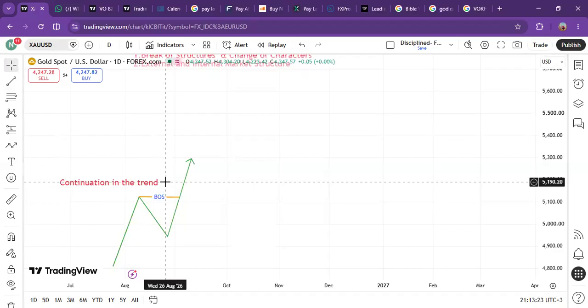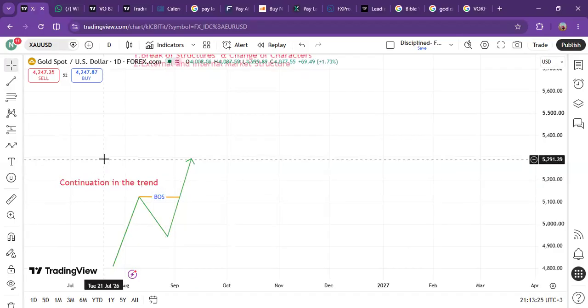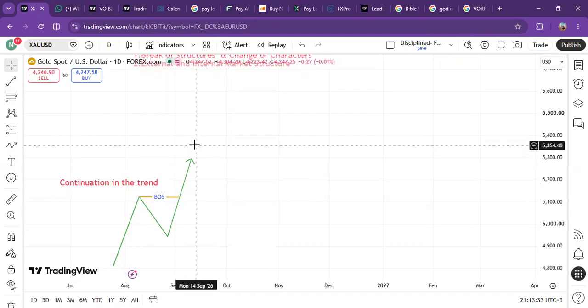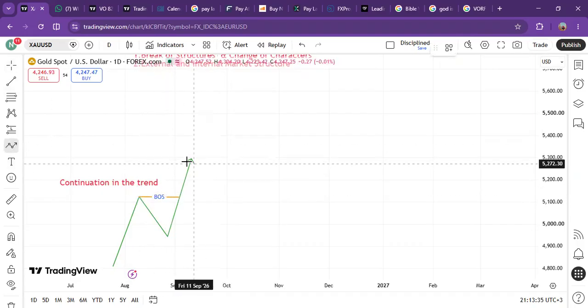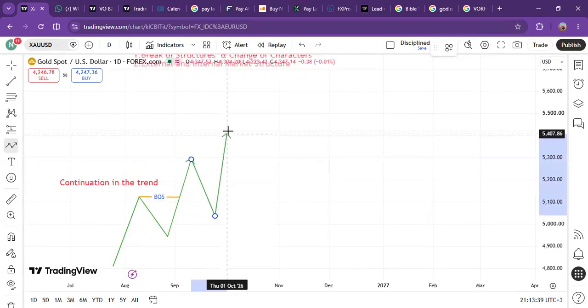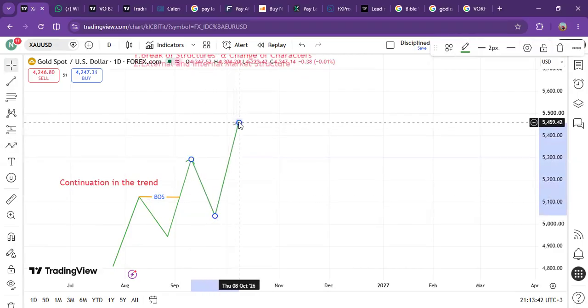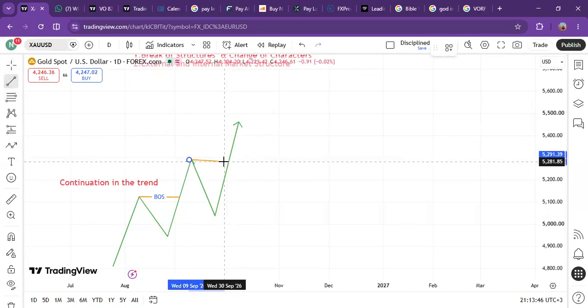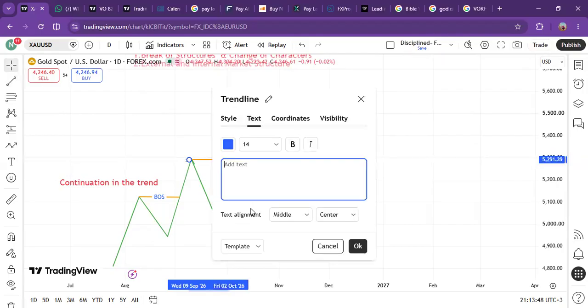Okay, we'll come to a change of character. So let me talk first of the break of structures. So this break of structures, as I said, it signifies buyers are willing to continue higher. So you see the market then retrace and continue up again. So here we'll have another break of structure.